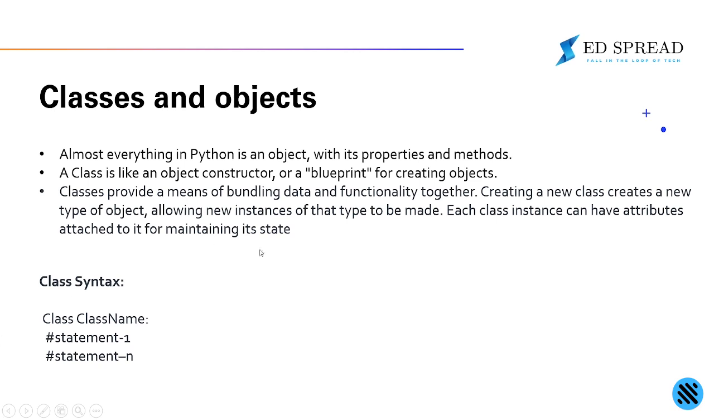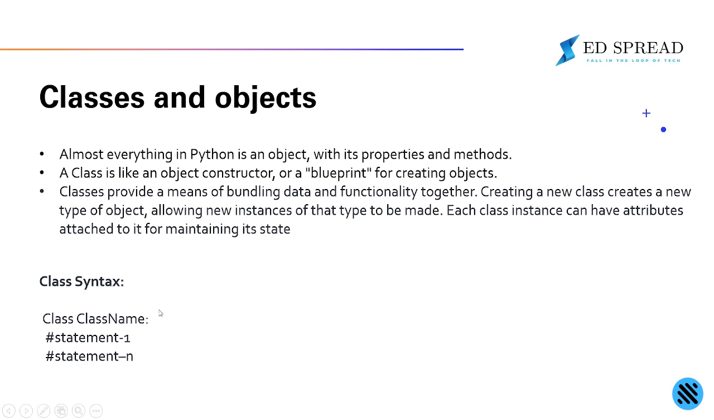So next thing is, classes provide a means of bundling data and functionality together. That is, data will be inside a class and many functions will be there inside a class. Once we create an object for the class, we'll get total access to the methods, that is nothing but the functions, and total data which is present in the class, for an object. Okay, so creating a new class creates a new type of object, allowing new instances of that type to be made. Each class instance can have attributes attached to it for maintaining its state, right?